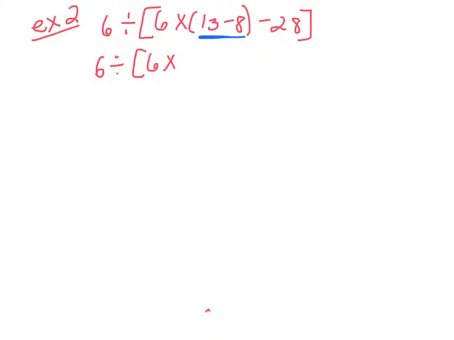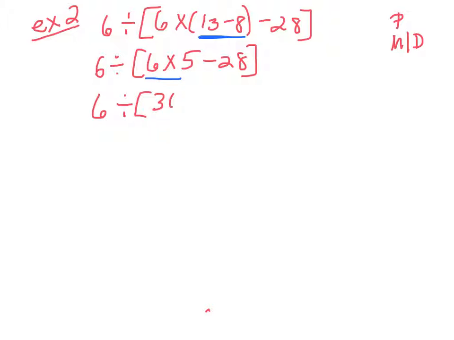I don't want to rewrite the parentheses. My goal is to get rid of them. 13 minus 8 is 5. And then I copy all the rest. I still have work to do in that bracket, so I've done the parentheses inside the brackets. My next thing would be to multiply or divide, and right off the bat I can see that I do have a multiplication problem that I have to do. So I'm going to tackle that next. 6 times 5 will give me 30, copying everything else as it is.